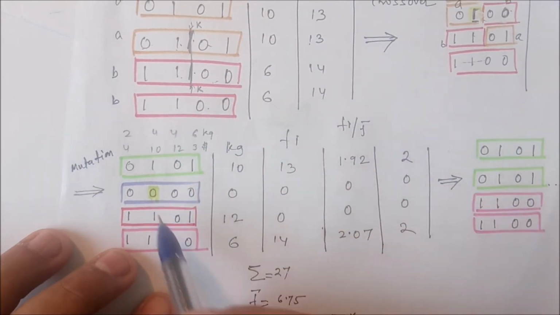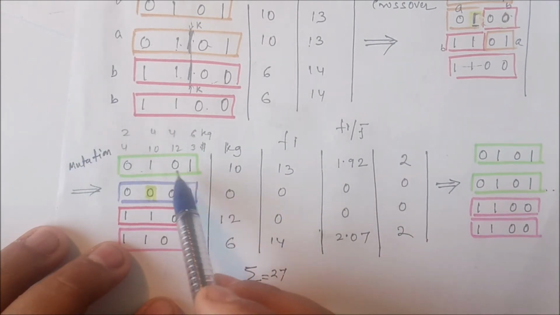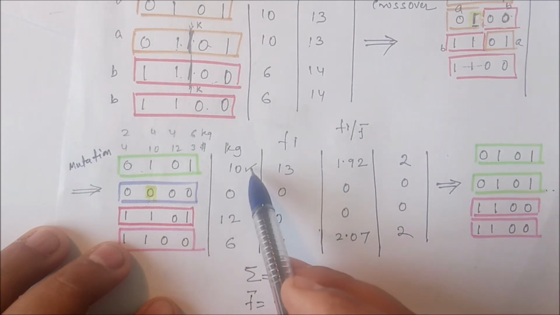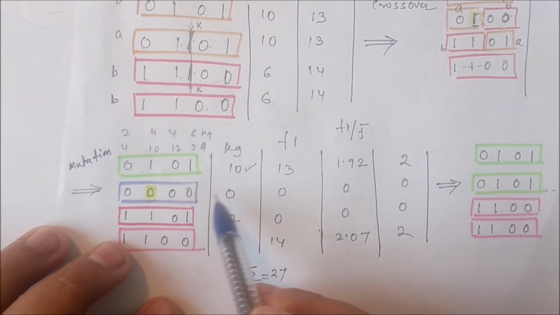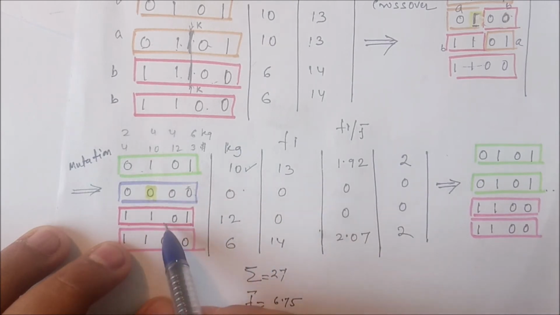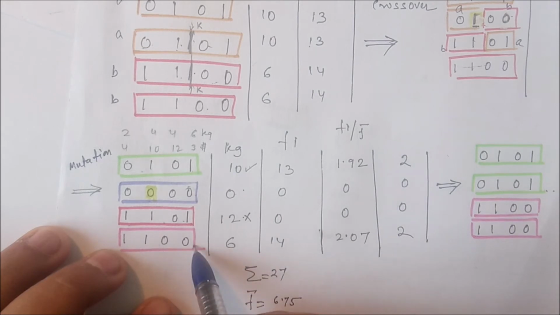Okay, now once again we have to calculate the fitness value. So 0101, weight 10 kilograms, inside the chromosome, the weight is 10 kilograms. All 0 means we are not selecting any. 1101 is 12, we should not take this one. And 1100 is 6 kilograms, we may select this one.